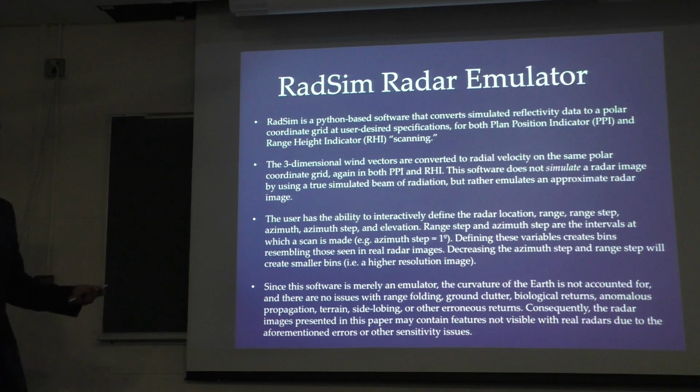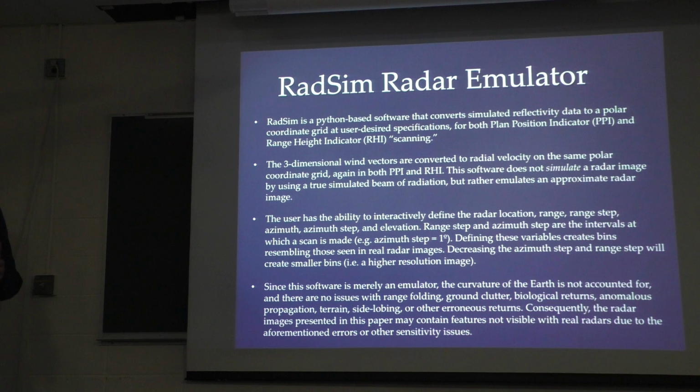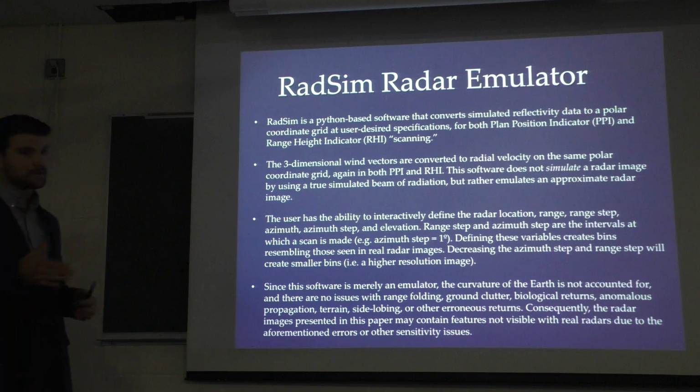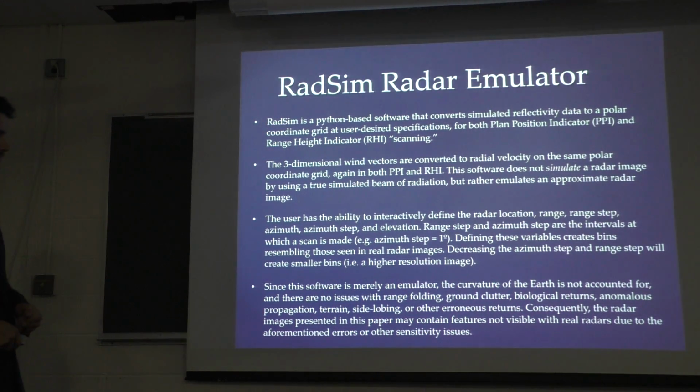So we built this radar emulator. This is a lot of text, but I'll give you the synopsis. Basically, it's a Python-based software. It converts simulated reflectivity data and velocity data into polar coordinates. You can do plane position indicator, or PPI, and range height indicator, or RHI, scanning. We don't actually simulate a radar beam. That's why we're calling it an emulator. So it doesn't simulate a beam of radiation. It basically just puts the image in polar coordinates, puts it into boxes, just like a radar image would be. And so we're not simulating radar, we're just making it look like radar as much as we can.